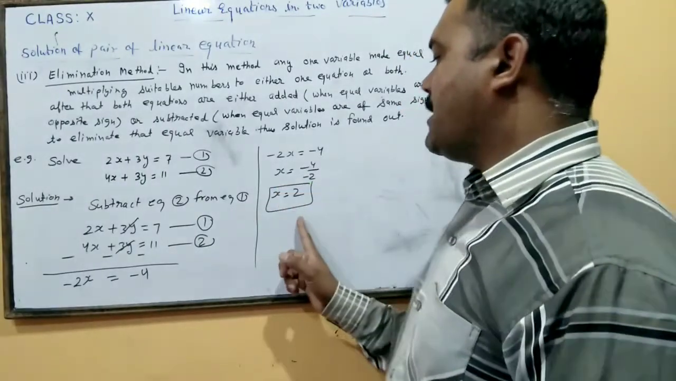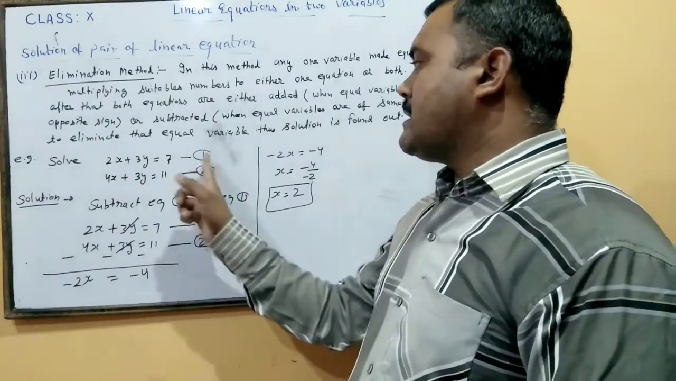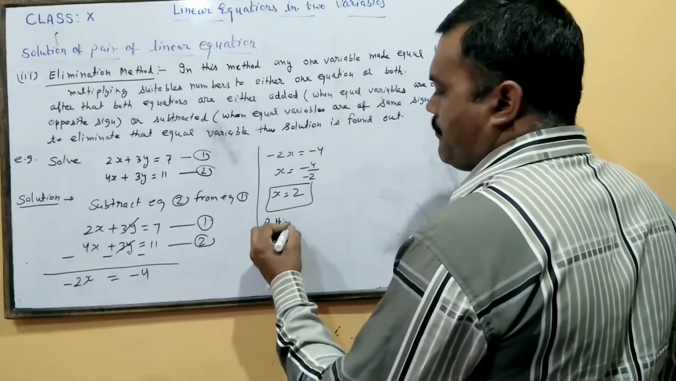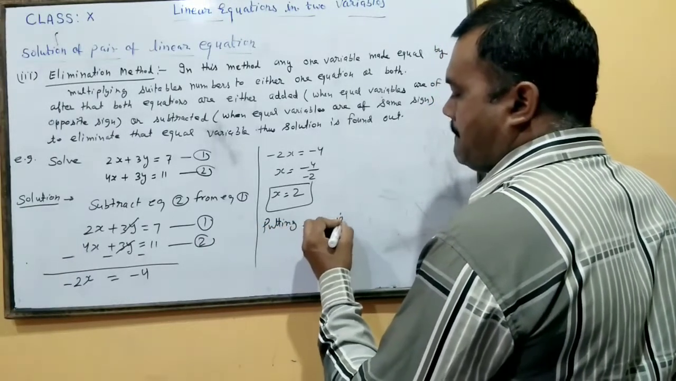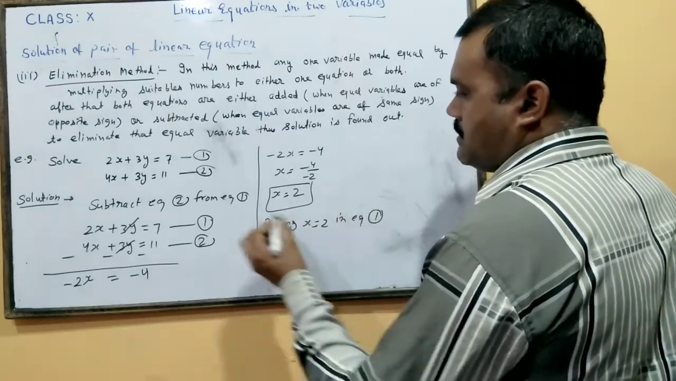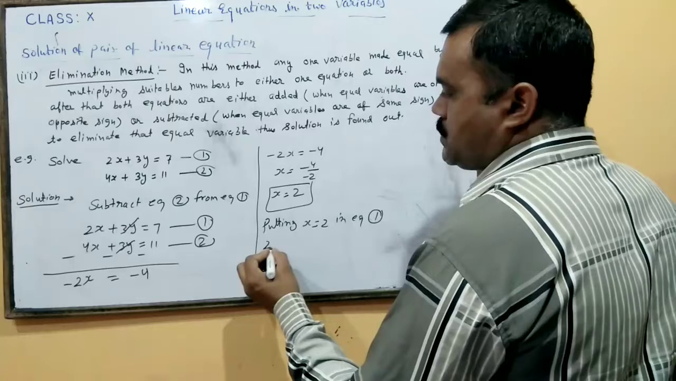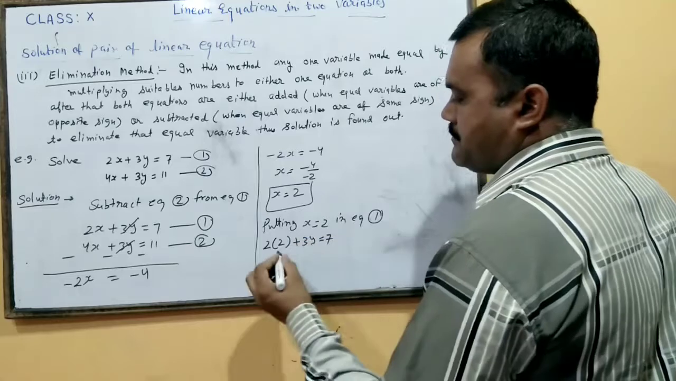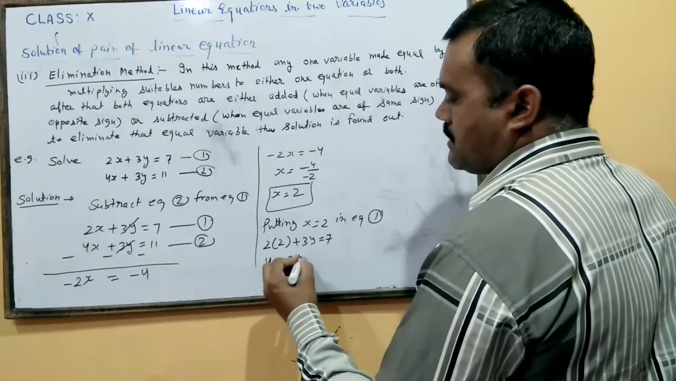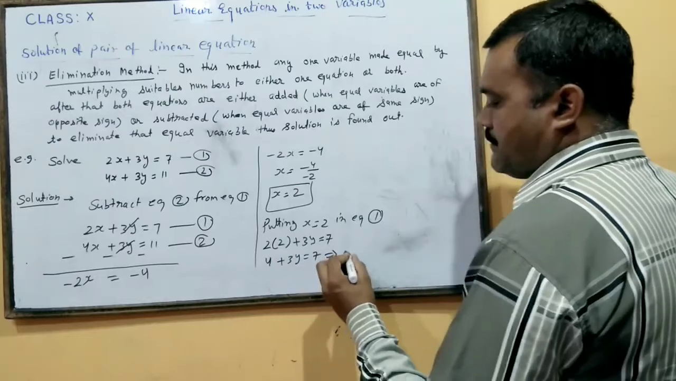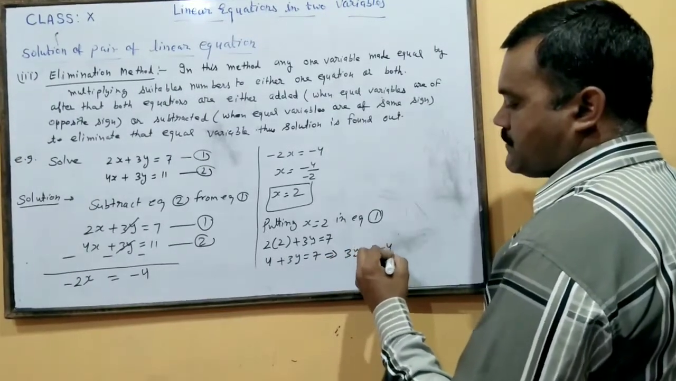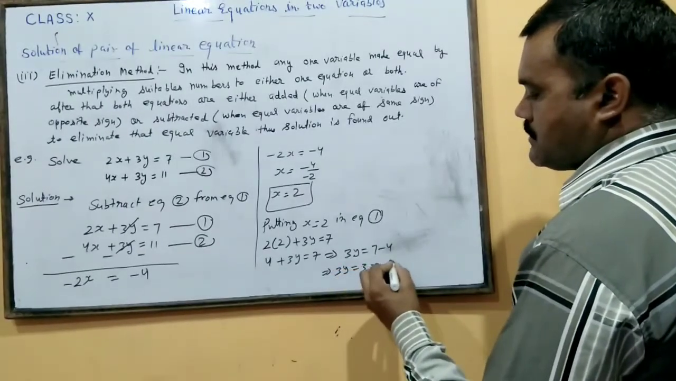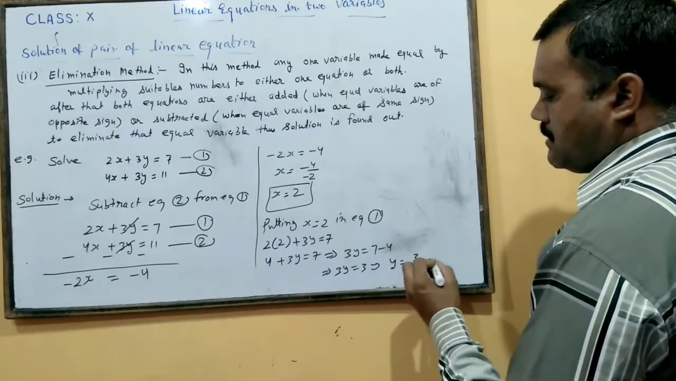Now after getting this value, what we will do, we can put this value either in equation 1 or equation 2. So putting x is equal to 2 in equation 1, I have 2 into 2 plus 3y is equal to 7, 4 plus 3y is equal to 7, then 3y is equal to 7 minus 4, or 3y is equal to 3, hence y is equal to 3 upon 3 is equal to 1.